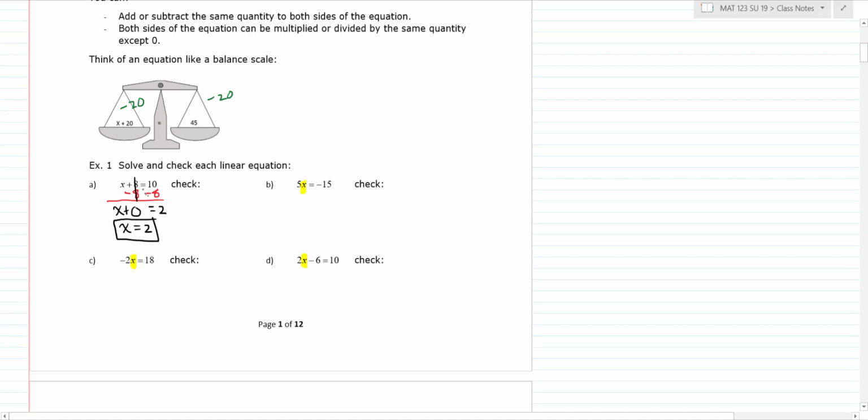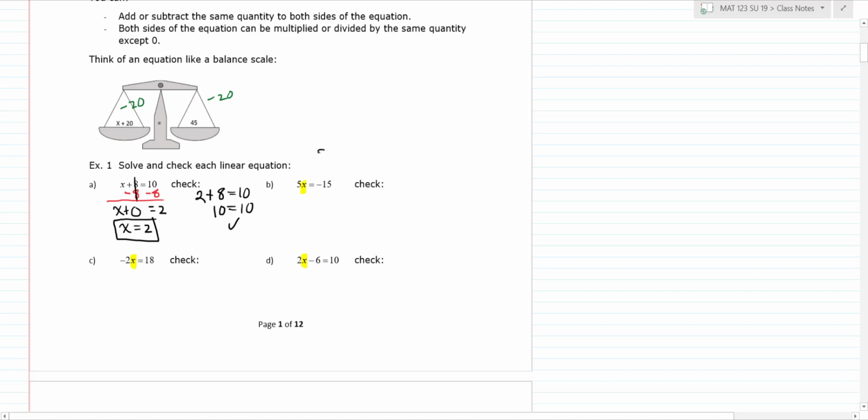If you check the answer, what you always do is plug that into the original problem. The original problem would now be 2 plus 8 equals 10, which of course is correct. So the beauty of this kind of problem is you know you're right, and you find out.